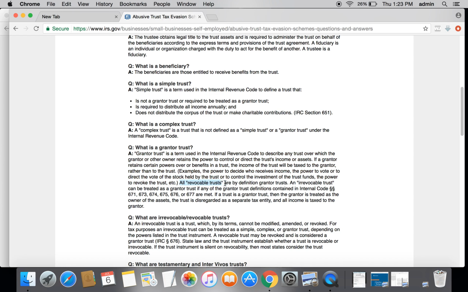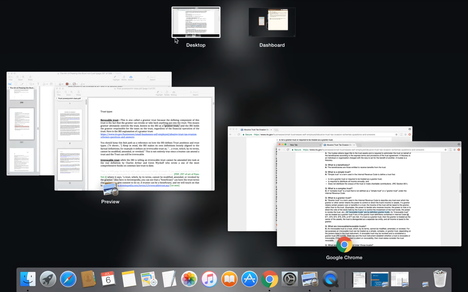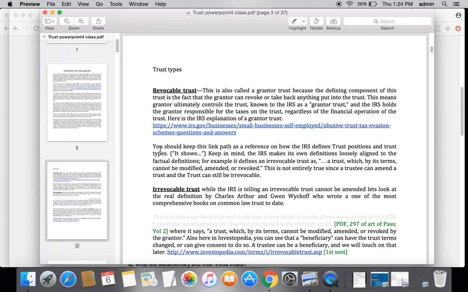And here where it says all revocable trusts are by definition grantor trusts, that's what you really need to understand right there. If the grantor has control, it is a revocable trust. All right, so we're going to go back, and that covers the revocable trust. That should give you an idea that as long as the grantor has control over the property, it's revocable. He can take it back. Revoking means to take back.